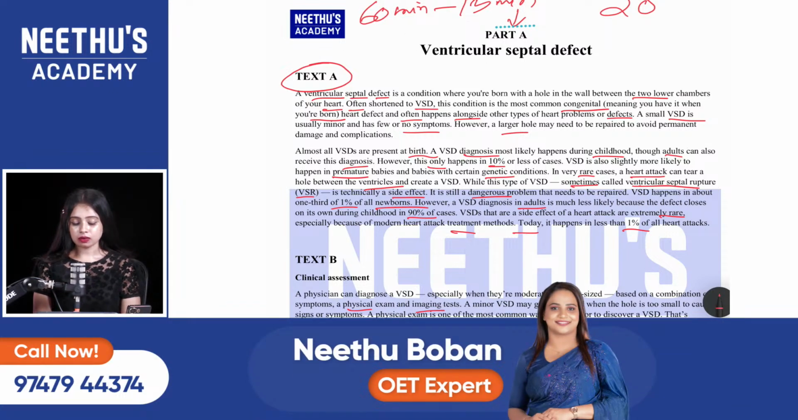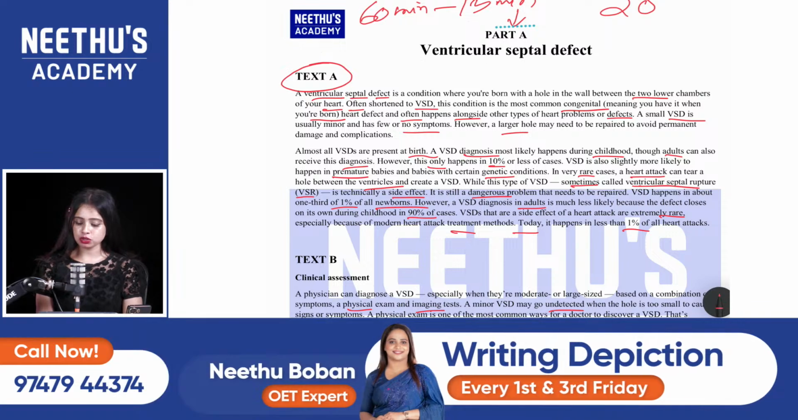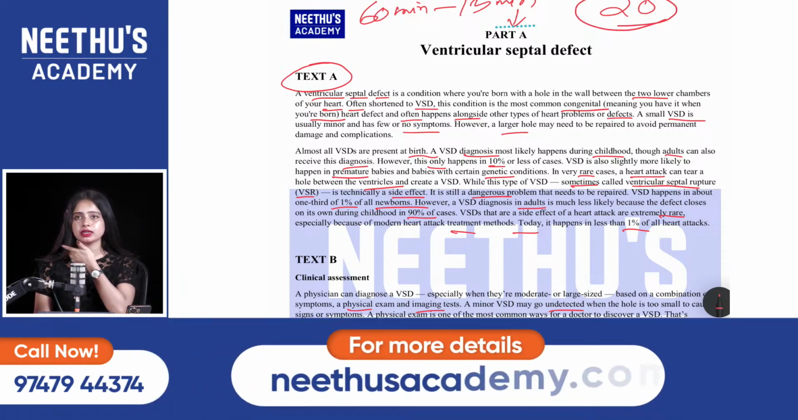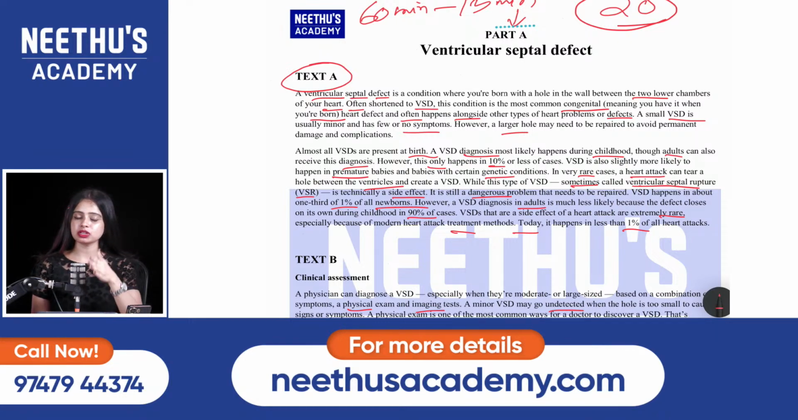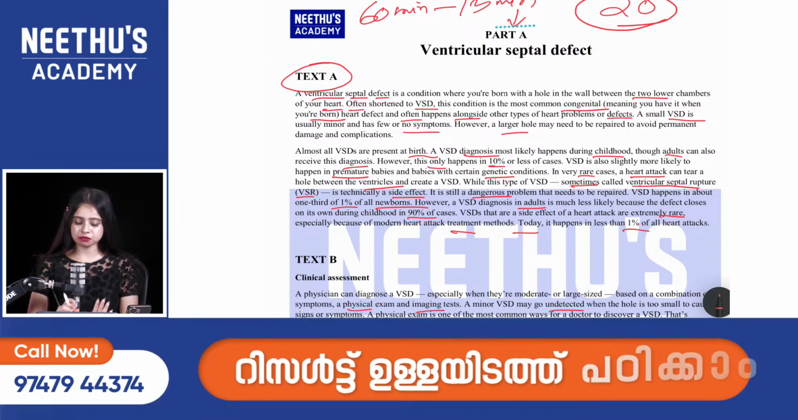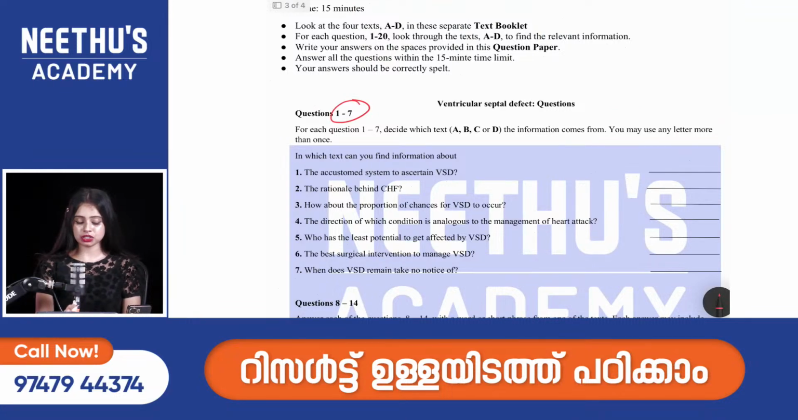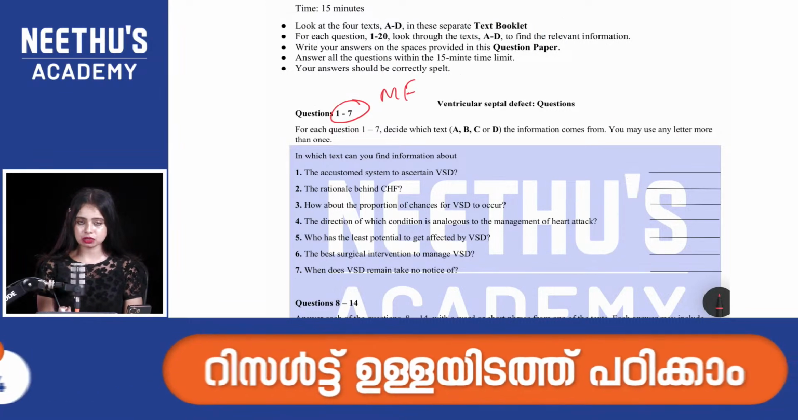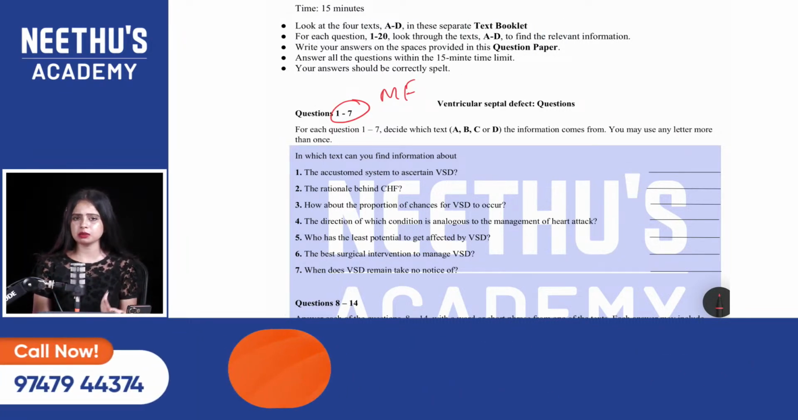And what about the number of questions? Already I've told you, 20 questions in total. They have divided the 20 questions into 3 different sections. The first one, 1 to 7 set of questions, is called match the following questions. So what is it? What is a match the following question?